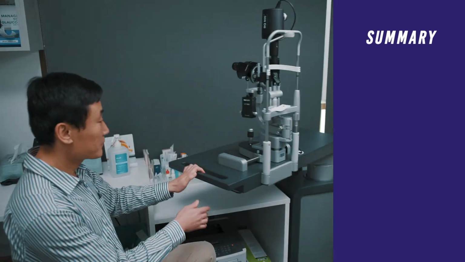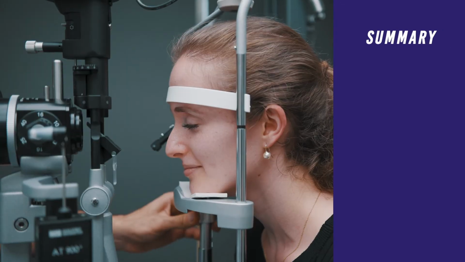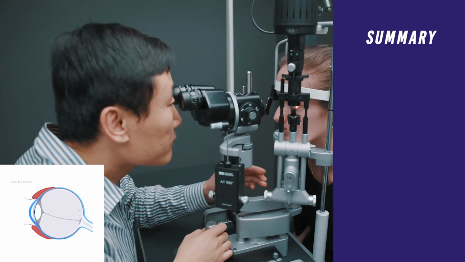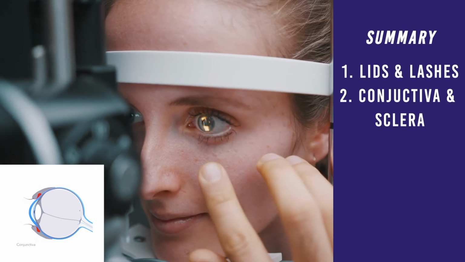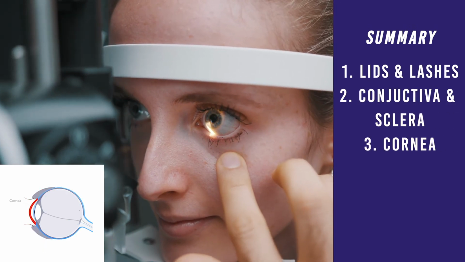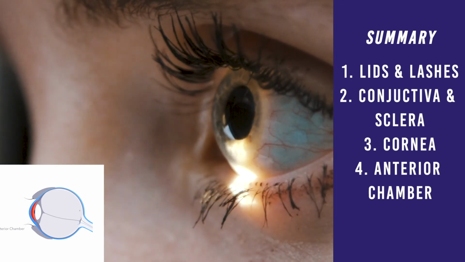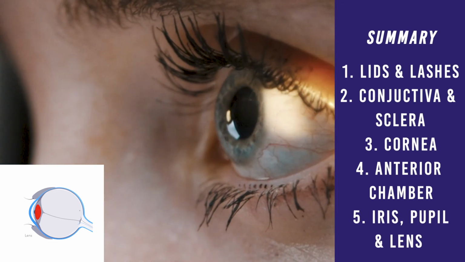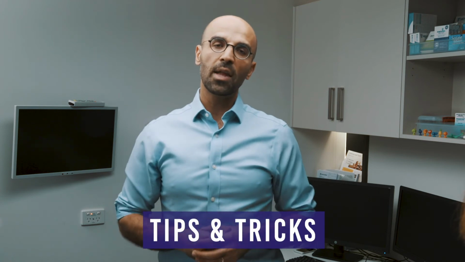So in summary, after you've prepared and positioned yourself and the patient, in order, you want to examine the lids and lashes, then the conjunctiva and sclera, then the cornea, followed by the anterior chamber, and finally the iris, pupil and lens. A couple of tips for practicing your slit lamp examination.